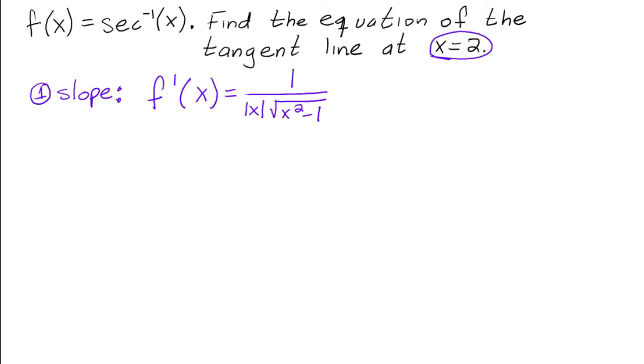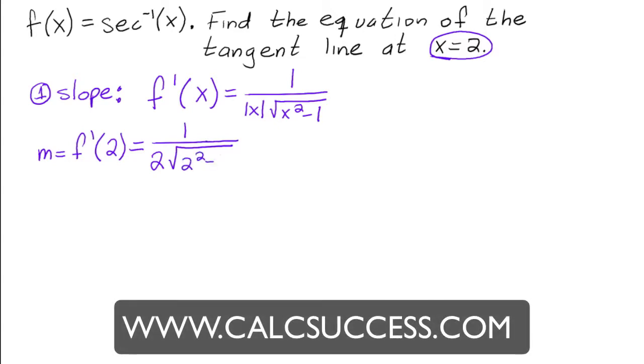So then the slope, m, is equal to f prime at 2. All right, so this is 1 over absolute value of 2, which is just 2, and then square root of 2 squared minus 1. So this is 1 over 2 square root of 3, since 2 squared minus 1 is 3. Okay, so that's the slope.